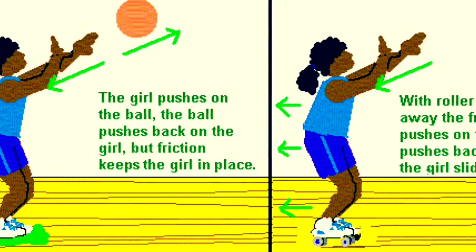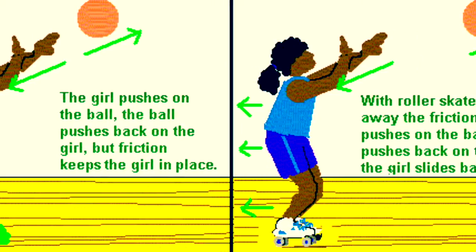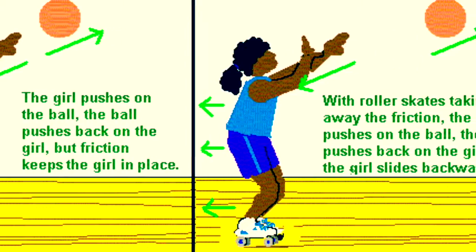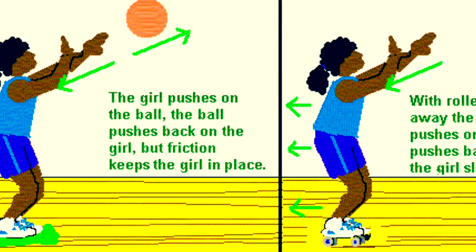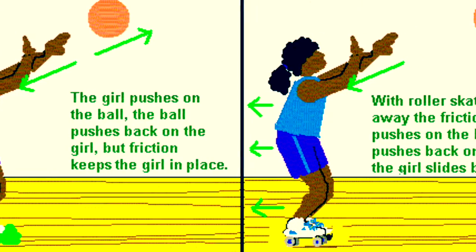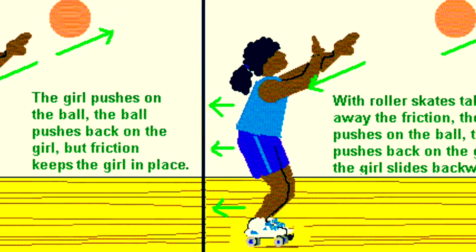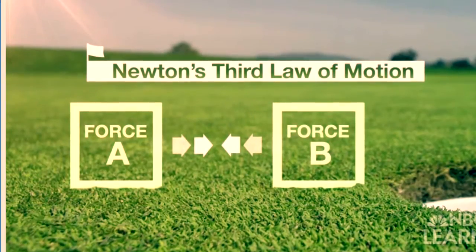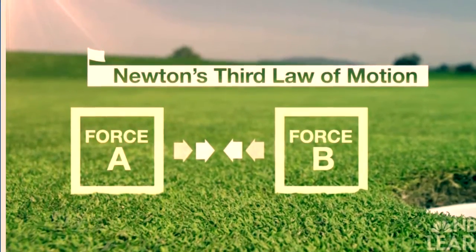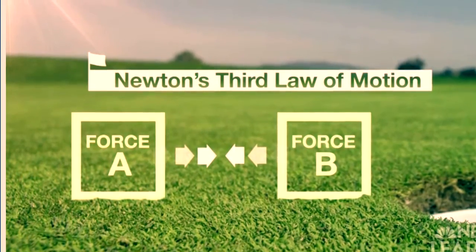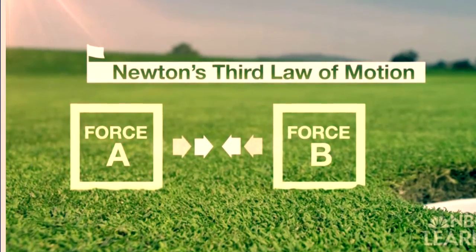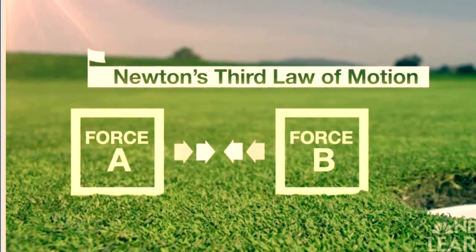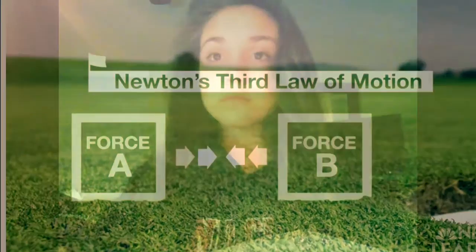The girl pushes on the ball, the ball pushes back on the girl, but friction keeps the girl in place. In this picture above, it demonstrates another example of Newton's third law of motion, even though there are still many to be brought up in basketball. There is also a way to explain Newton's third law. In the picture above, it says force A and force B with arrows in the middle. This demonstrates that if they come together, they both have equal and opposite reaction.